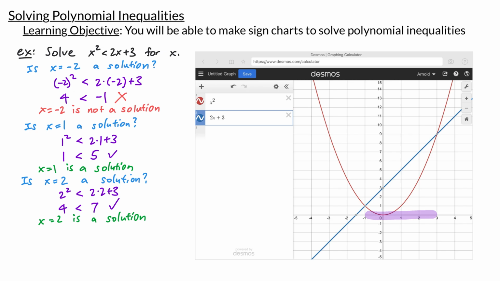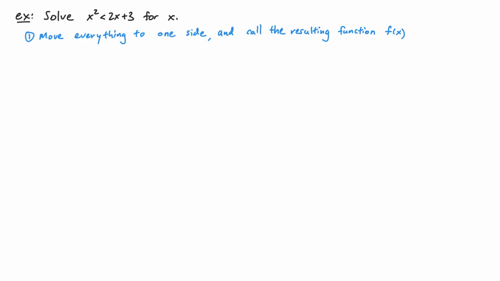Now, what we'll want to be able to do is solve these inequalities without having to draw all of these graphs. Now, the first thing we're going to do is move everything to one side of the inequality symbol. And we're also going to call the resulting expression that we have on one side the function f of x. So, for example, let's try to move everything to the left-hand side. So we'll subtract 2x from both sides, and we'll also subtract 3 from both sides. We end up with x squared minus 2x minus 3 on the left-hand side is less than 0.